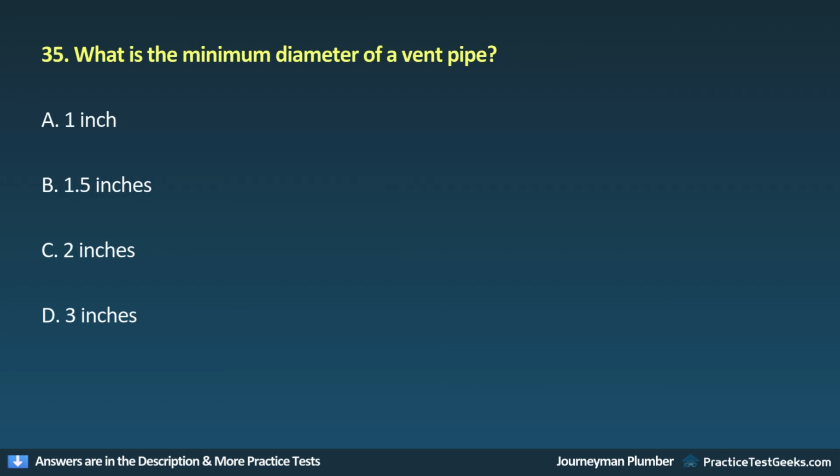35. What is the minimum diameter of a vent pipe? A. 1 inch. B. 1.5 inches. C. 2 inches. D. 3 inches.